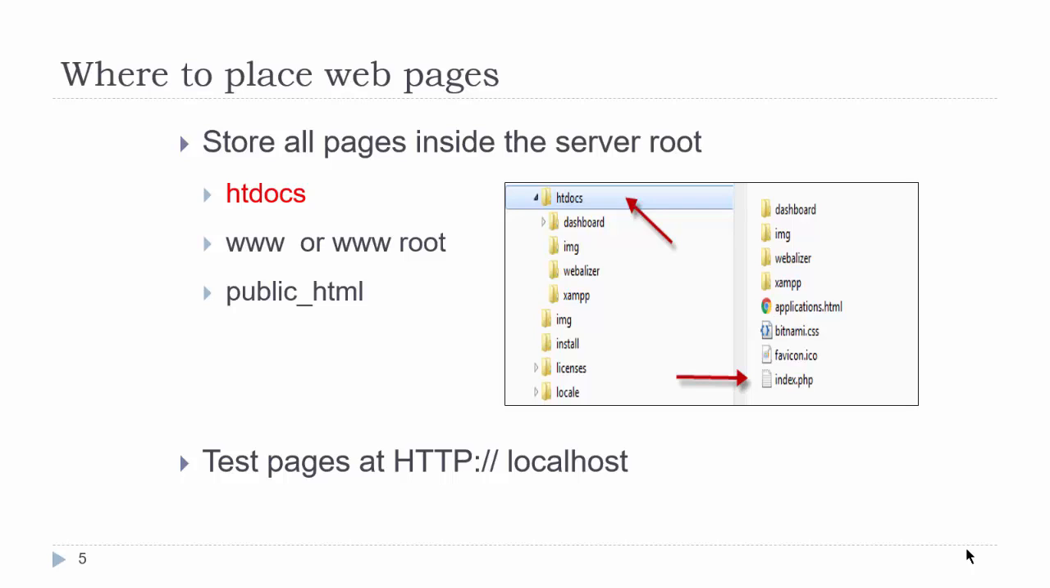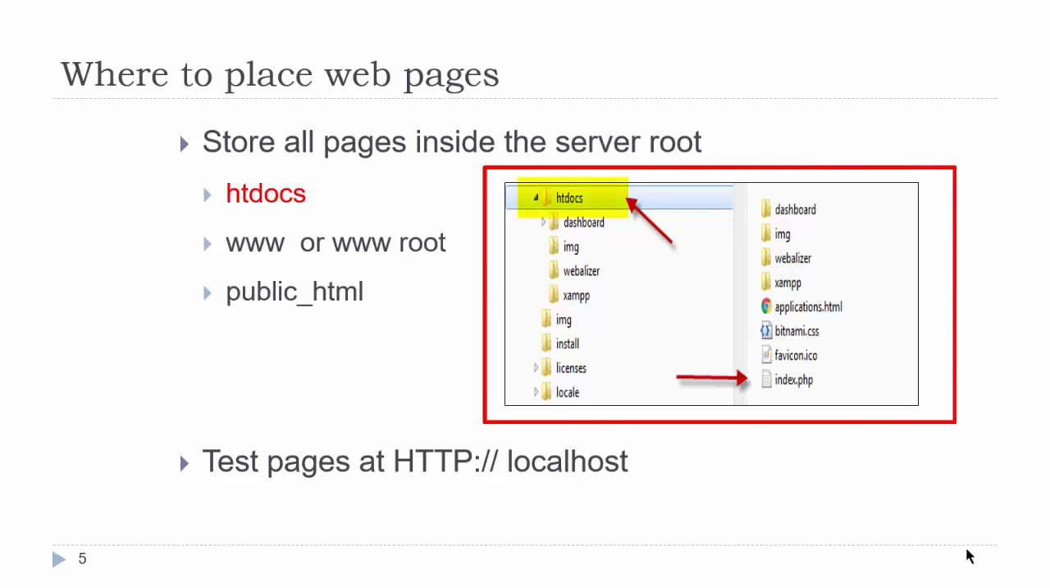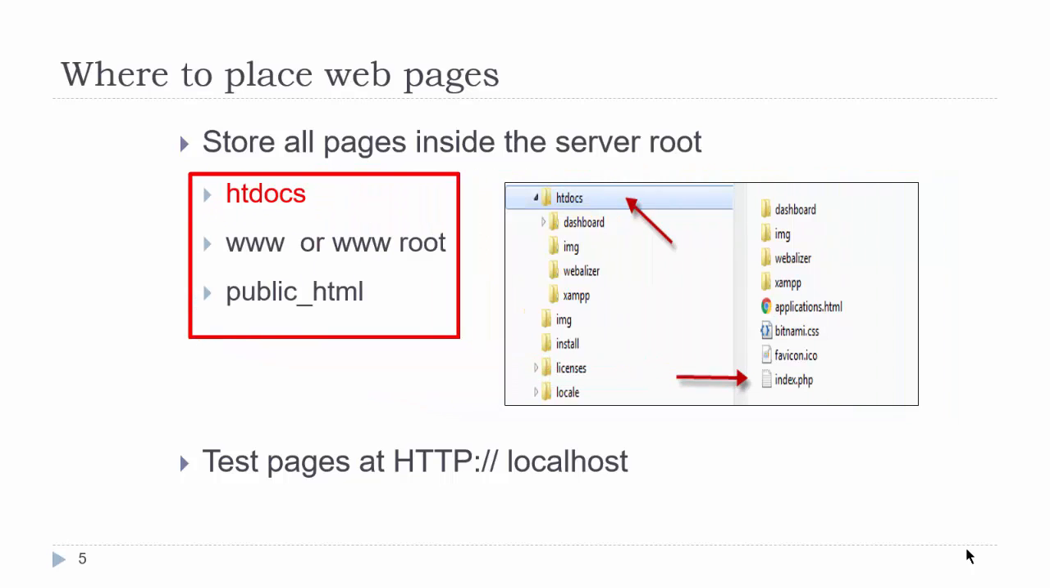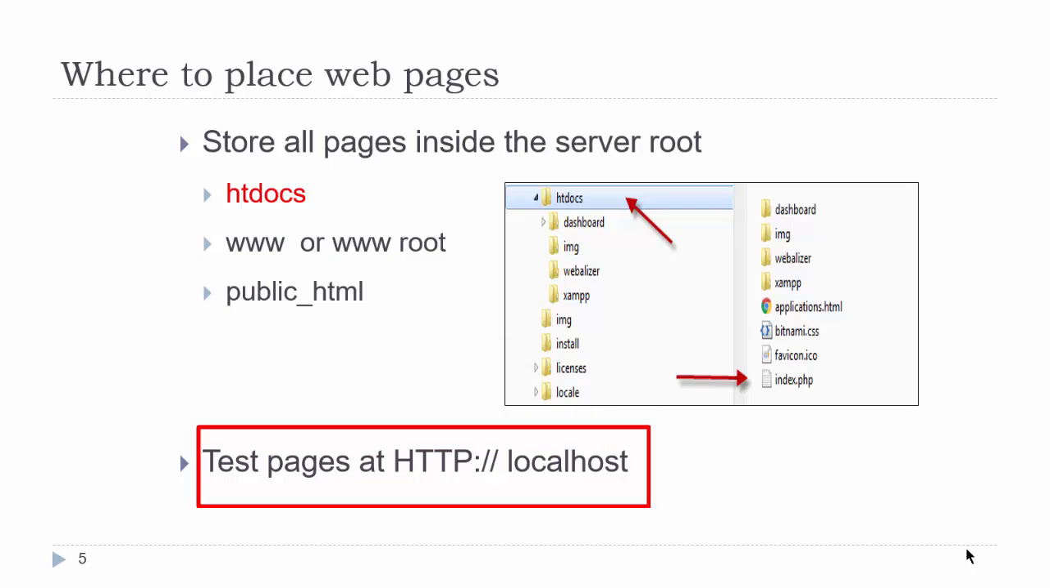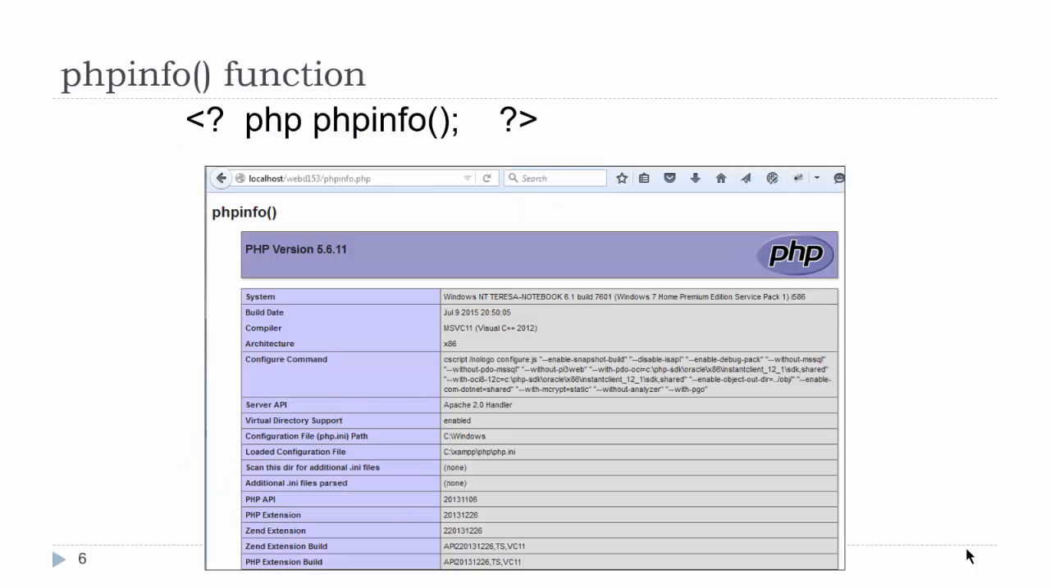When you install a XAMPP environment, you will be storing all of your web pages on the server root, which is a folder called htdocs. On the server, you may have an htdocs folder or a www folder or a www root folder or, very commonly used, public underscore html. This is the root for your websites. On your local computer, you will test them in the browser using the word localhost. In order to find out more about which version of PHP you have installed and other information, you can execute the phpinfo function.